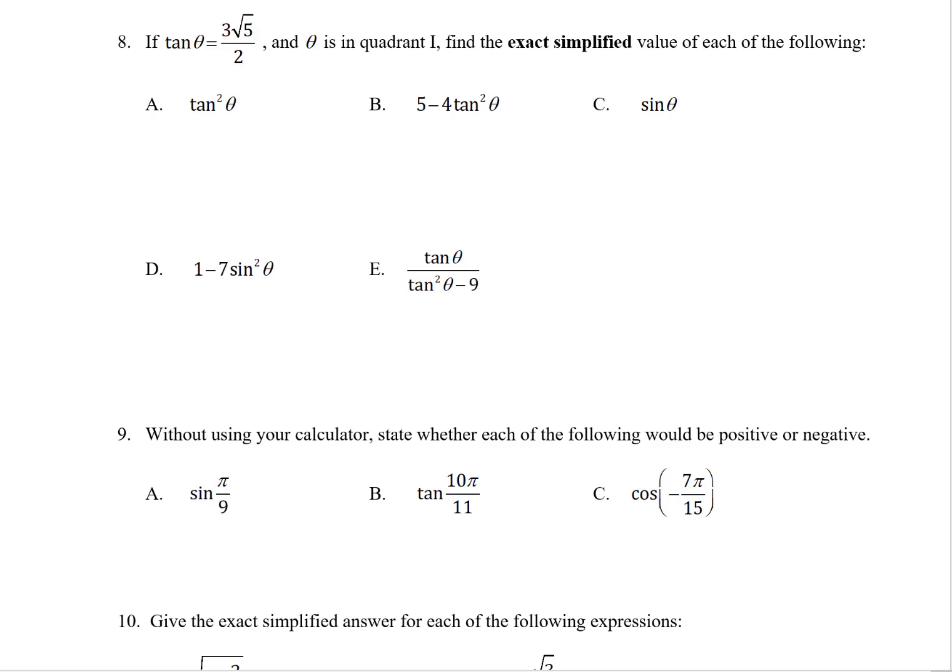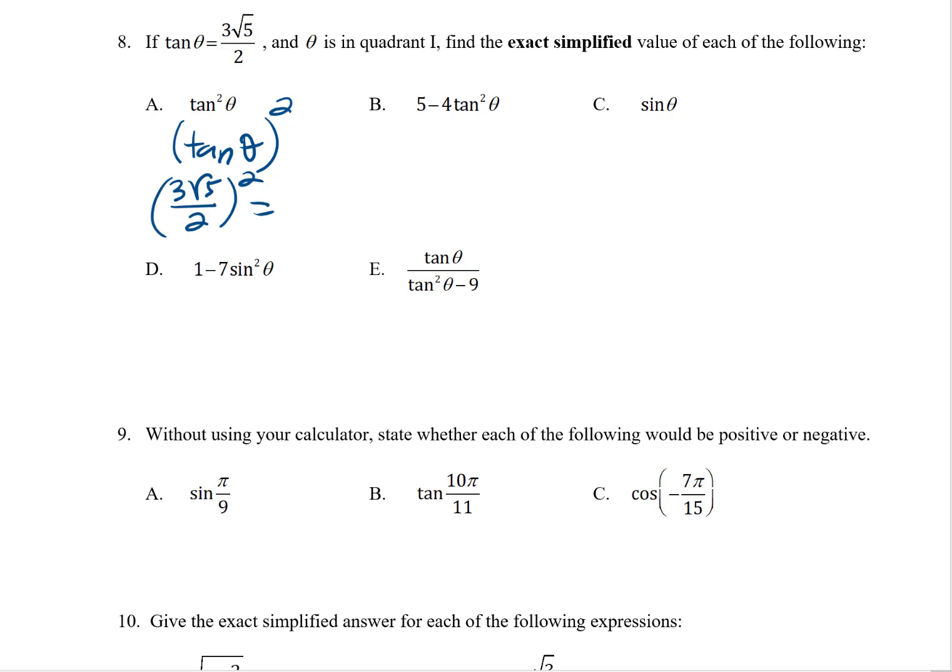Problem number 8. Tangent theta is 3 root 5 over 2. Theta's in quadrant 1. I want to find the exact value of each of these things. Letter A means square the tangent ratio, right? I can write it out the long way if that's helpful. Square that 3 root 5 over 2.